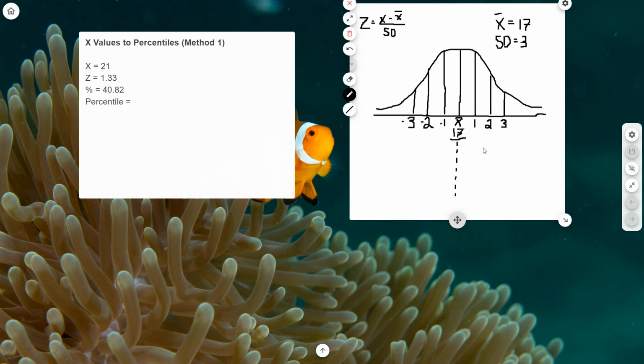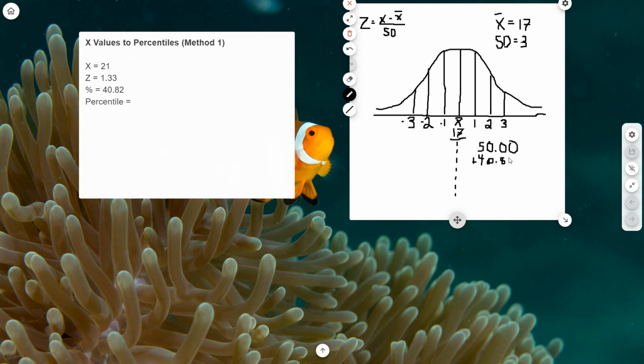So what are we doing here? Since it's a positive value, we're going to say 50. And I'm going to put the decimals on here because we're going to have those two spots out beyond the decimal for the percentage. So we're going to say plus 40.82.